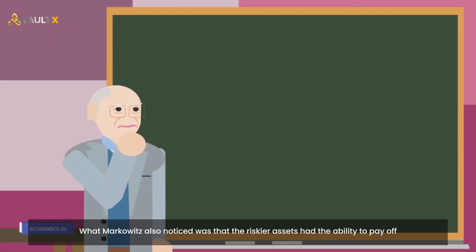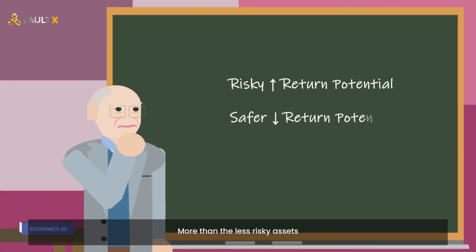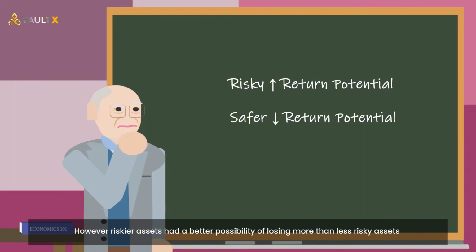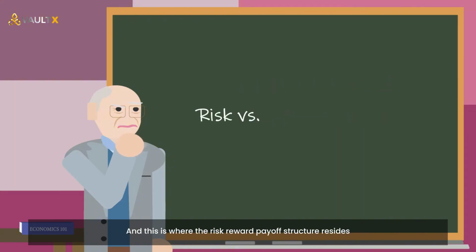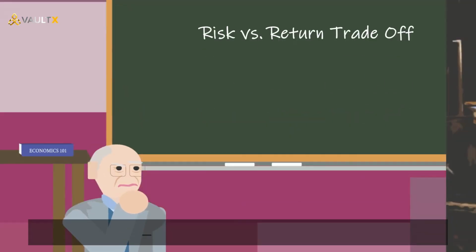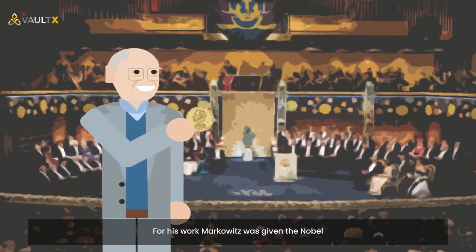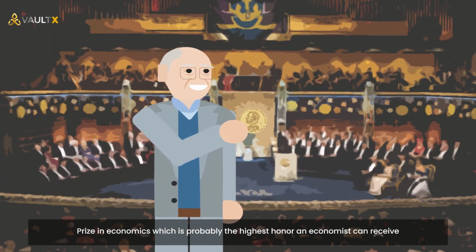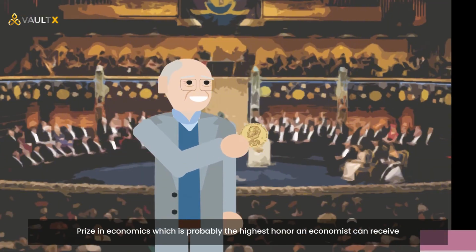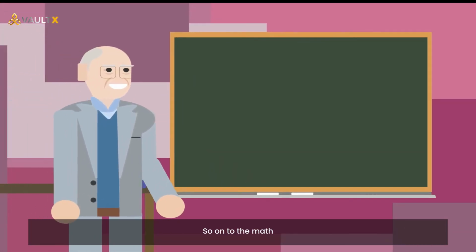What Markowitz also noticed was that the riskier assets had the ability to pay off more than the less risky assets. However, riskier assets had a better possibility of losing more than less risky assets. And this is where the risk-reward payoff structure resides. For his work, Markowitz was given the Nobel Prize in Economics, which is probably the highest honor an economist can receive. So on to the math.